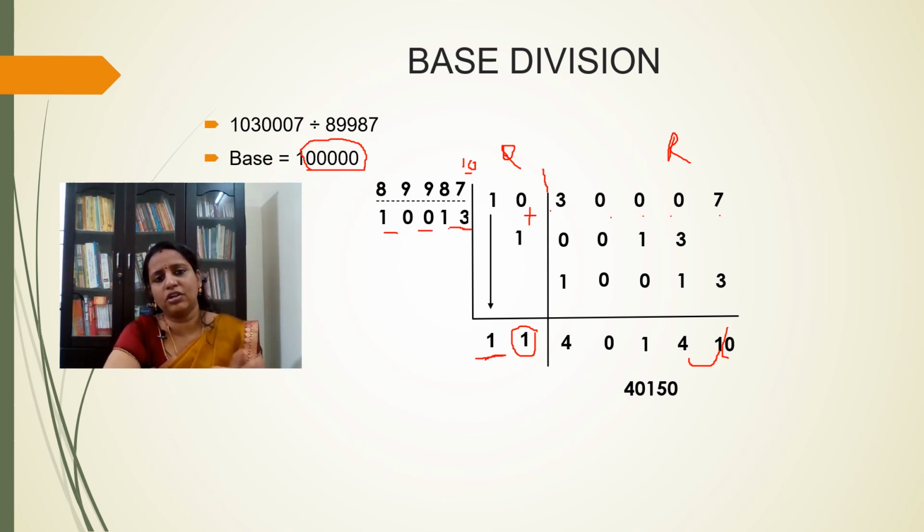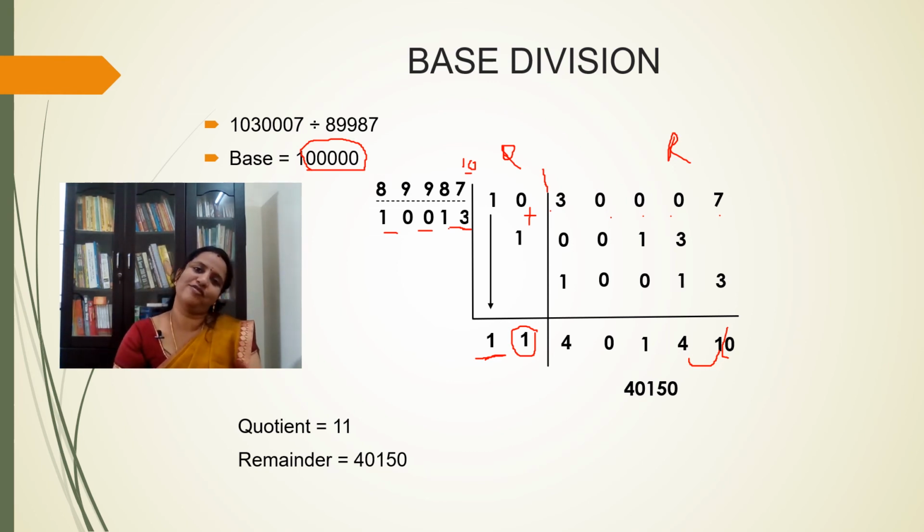Now check it for a remainder. It's below the divisor, so this is the remainder. Now my quotient here for this problem is 11 and my remainder is 40,150. Okay, is it simpler?